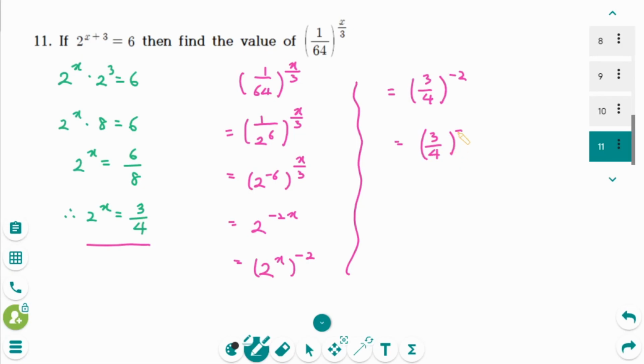This one is minus 1 times 2. Negative power make upside down, so 4 over 3. Then squared, 16 over 9.